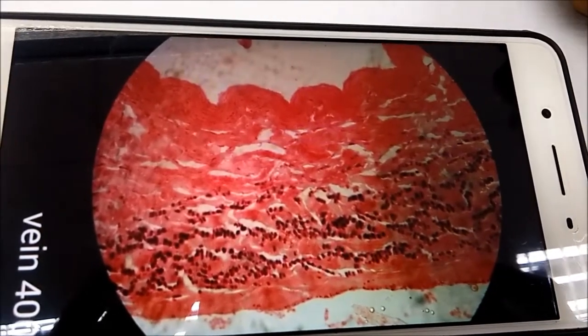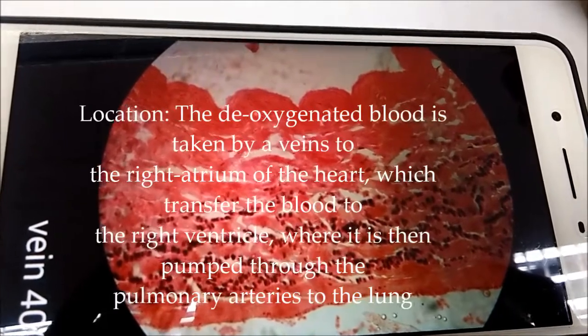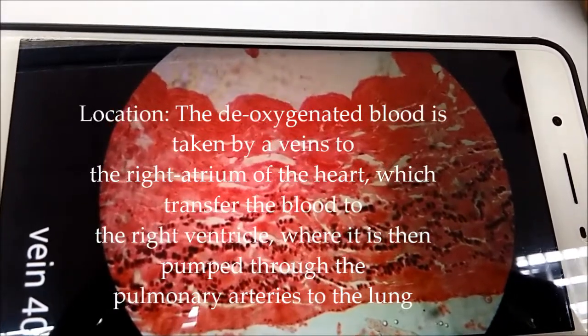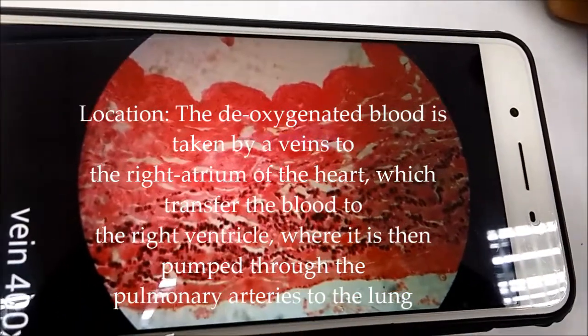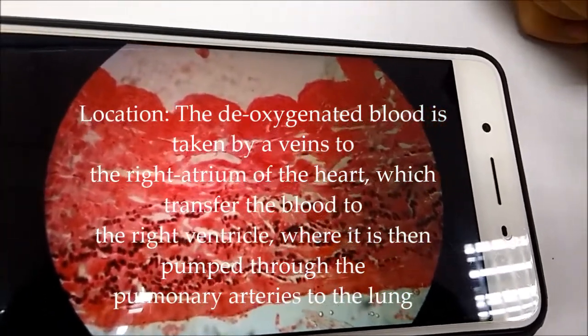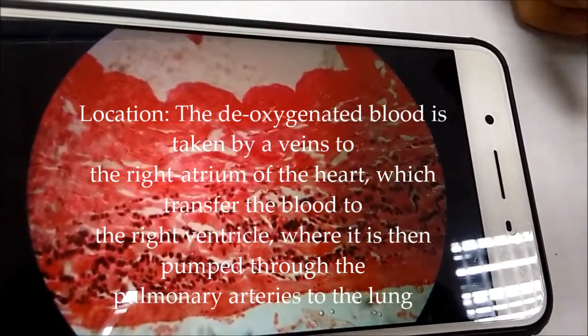And for the location of the vein, deoxygenated blood is taken by veins to the right atrium of the heart, which transfers it to the right ventricle, where it is then pumped through the pulmonary artery to the lung.